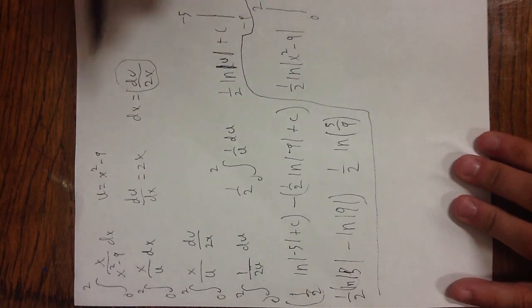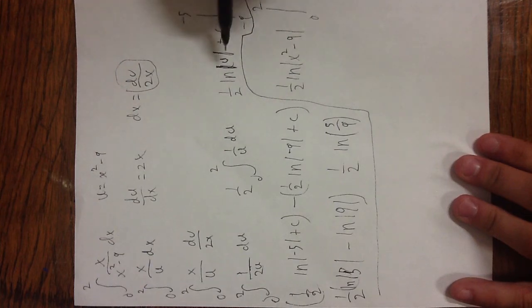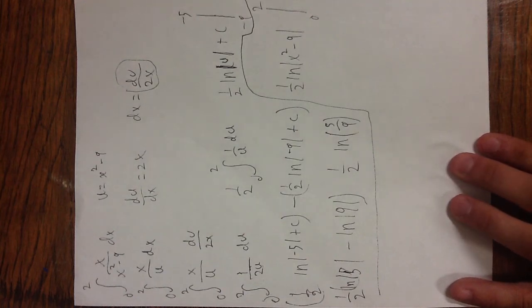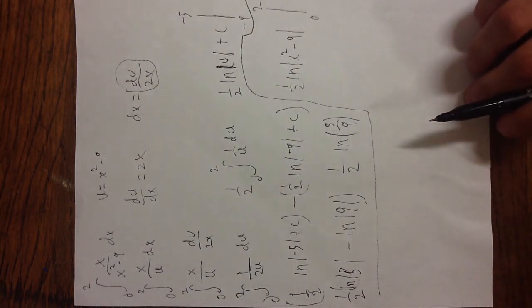So you can either put the x back in and use the original bounds, or you can change the bounds and leave it as u. So whichever you find easier to do, it works the same both ways.